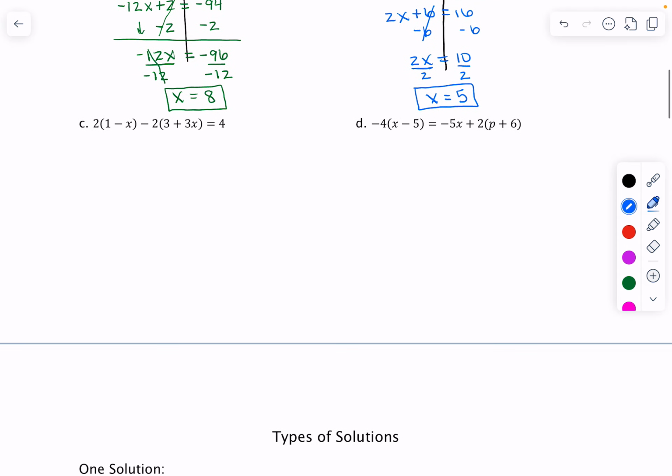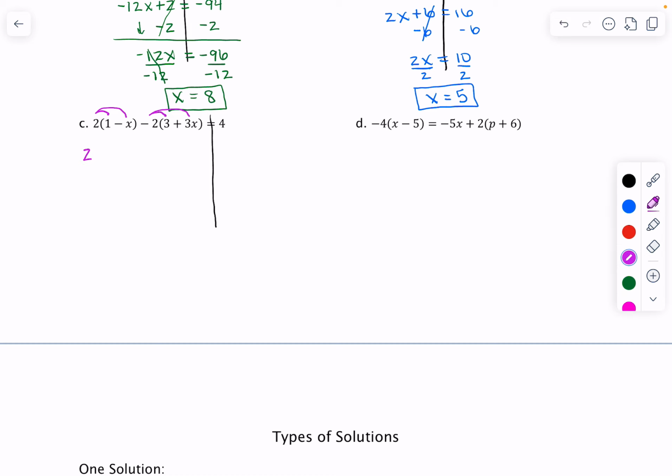Example C has 2 sets of parentheses. So what we need to do here is distribute twice. So the first is that 2 times 1 minus x, and then -2 times x plus 3x. I'm going to draw my line down the middle here. Bring down that 4 on the right. And on the left, I'm going to go ahead and distribute.